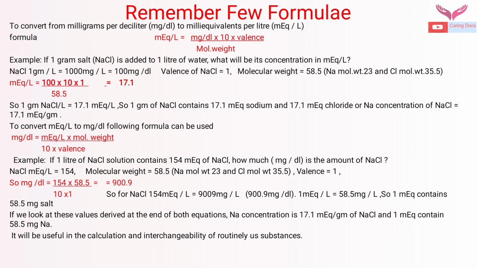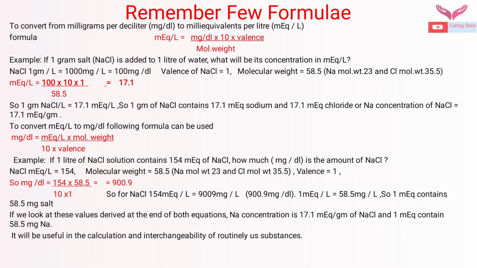Sodium chloride milliequivalent per liter is equal to 154. Molecular weight is 58.5, valency is 1. Just apply this in the formula. So we get that 154 milliequivalent per liter of sodium chloride will be 9009 milligram per liter, or we can say 900.9 milligram per deciliter.